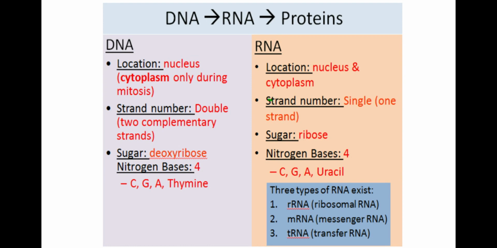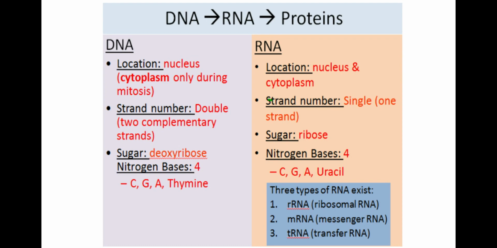DNA is double-stranded. We know it has complementary strands, right? A's go with T's, C's go with G's. It's made up of deoxyribose, and the nitrogen bases A, C, G, and T. RNA, on the other hand, is a little bit more free. It can travel between the nucleus and the cytoplasm. And the nice thing is it is single-stranded. It only has one strand to it.